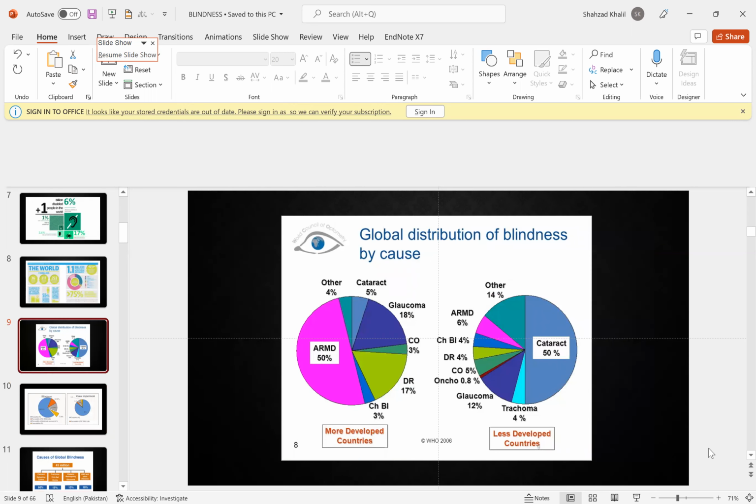If we see the global distribution of blindness by cause, these are in the developed countries and these are in the less developed countries. You can see in less developed countries, 50% is cataract, whereas in developed countries, age-related macular degeneration is the cause, which is 50%. And the remaining causes are these. You can see the difference between the causes in developed and underdeveloped countries.